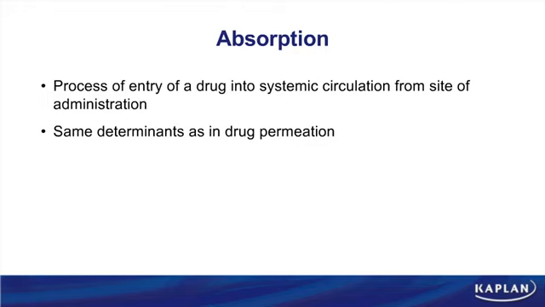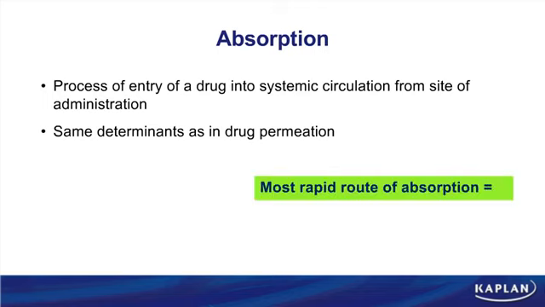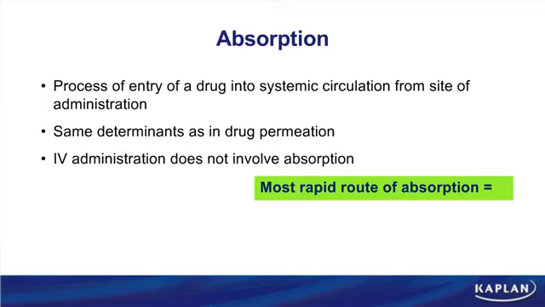And that's why you can really miss this point if you're not careful. If I ask you what is the most rapid route of absorption, some people might answer IV. And the reason you would say IV is because you know how fast that route of administration is. The question really is, does IV administration involve absorption? Does IV involve 2 compartments? And you know the answer to that question is no. With IV, you're placing the drug directly into the blood, and as a result, it does not involve absorption. That's why you can't answer that question with IV.